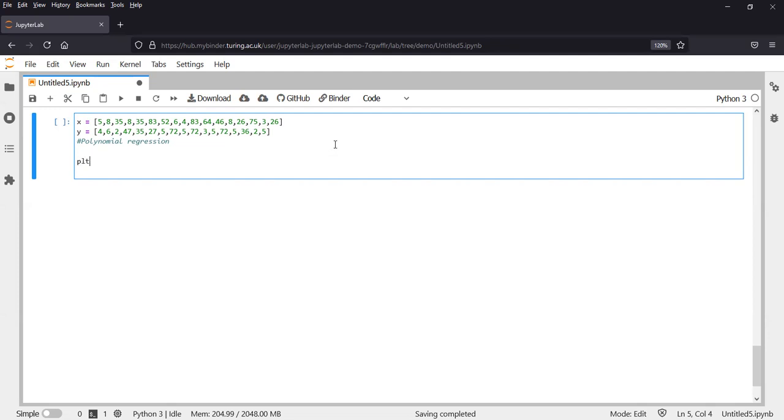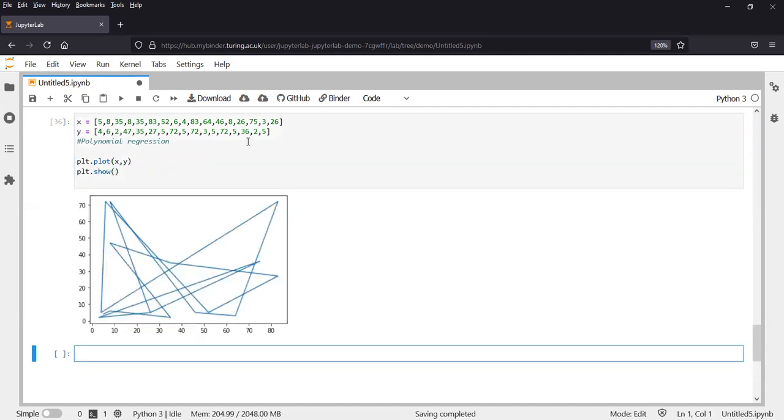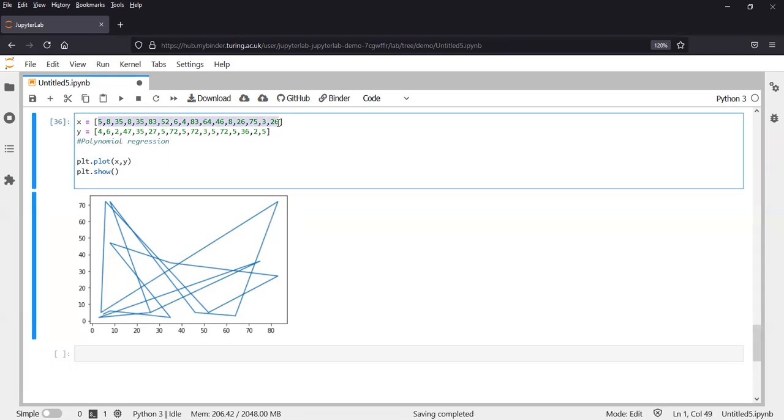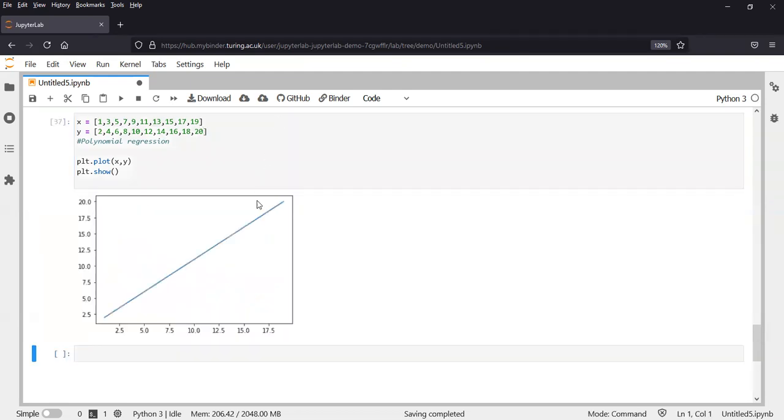First of all, here you plot x and y. It's really messy. Let me change the numbers. 1, 3, 5, 7, 9, 11, 13, 15, 17, 19. And here 2, 4, 6, 8, 10, 12, 14, 16, 18, 20. It's linear, sorry. It's linear. Okay.